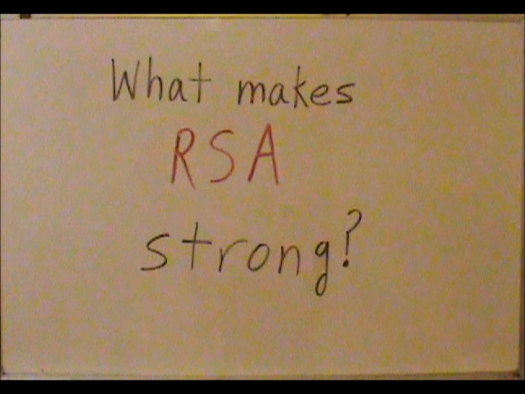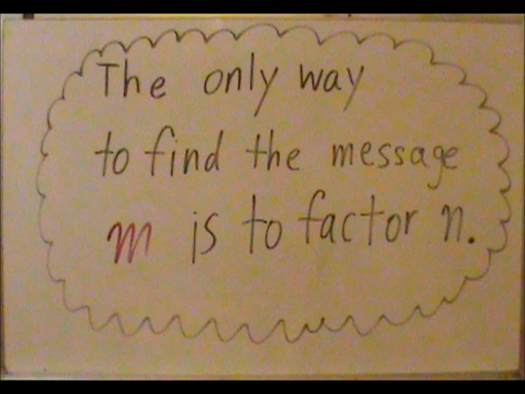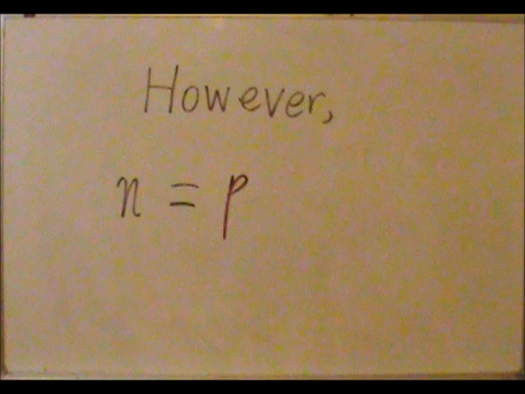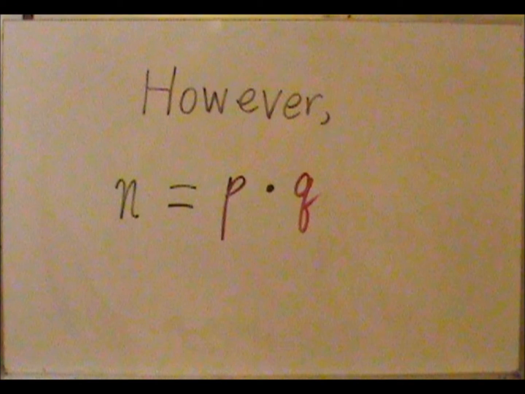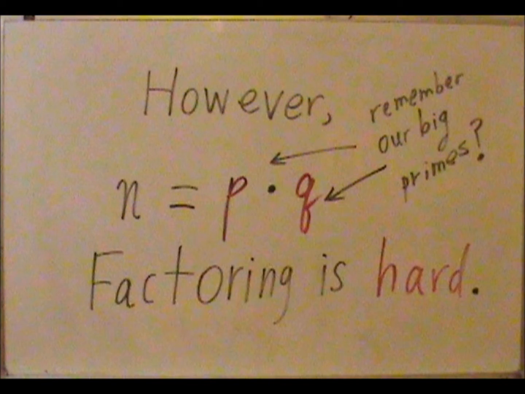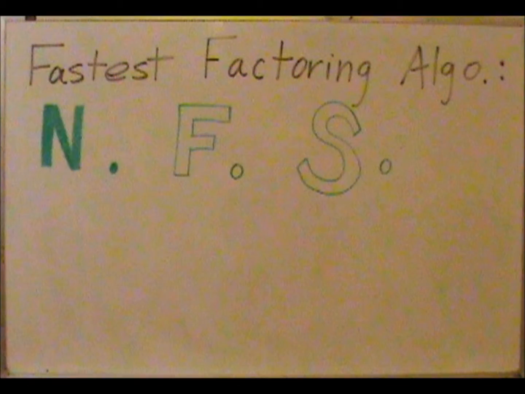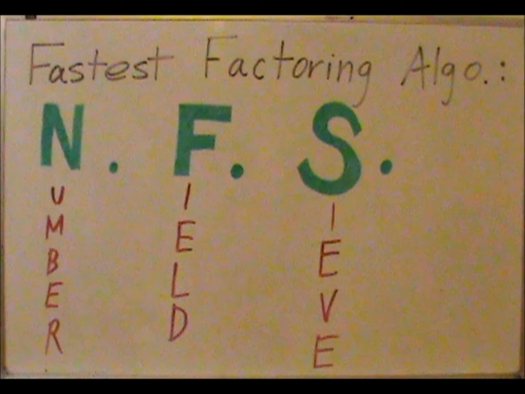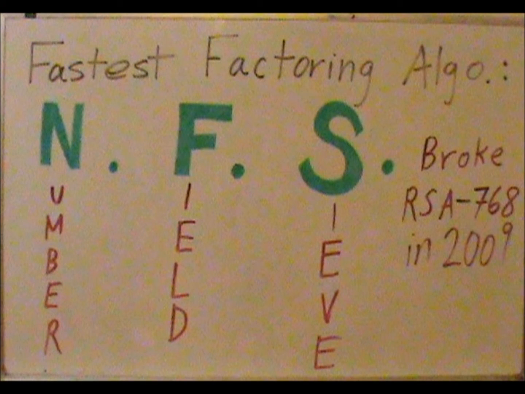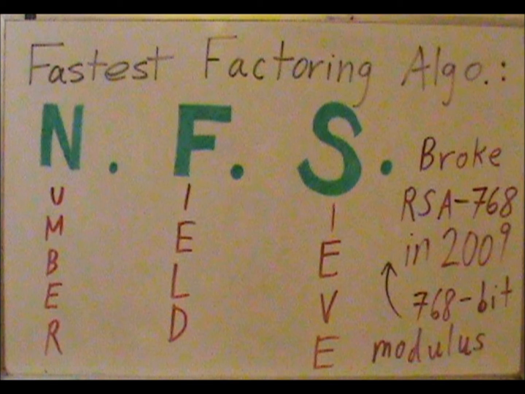What makes RSA so strong? Currently, the only known way to break RSA encryptions is to factor n, the modulus. However, factoring n in the public key is very difficult, as its prime factors are insanely large. The fastest factoring algorithm developed for classical computers is the number field sieve, which broke a 768-bit RSA modulus in 2009. This still stands as the current record for factoring. However, we are a long way from factoring commonly used modulus sizes.